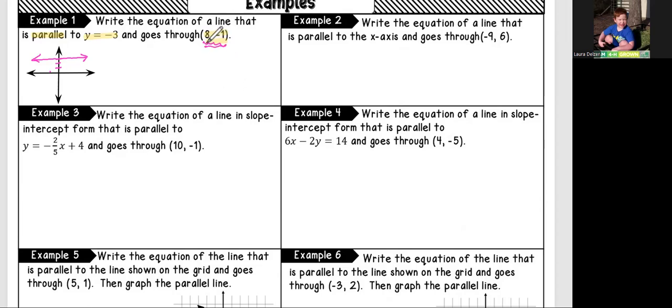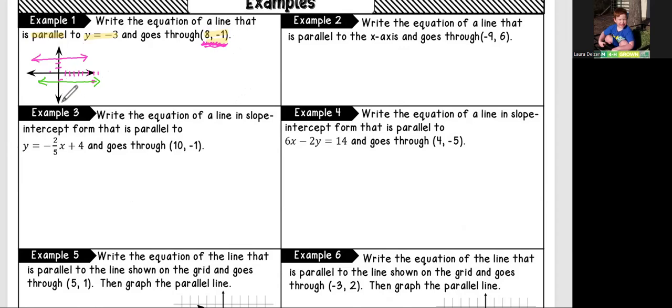Well, let's graph this point right here. 8, -1. So it's over here going 1, 2, 3, 4, 5, 6, 7, 8, -1. This point is all the way down here. The only way to draw a line that is parallel is going to be going this way. Okay. So that's a parallel line.